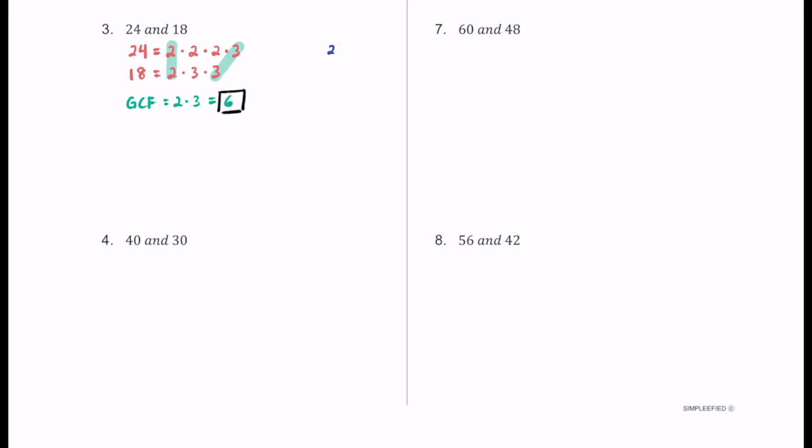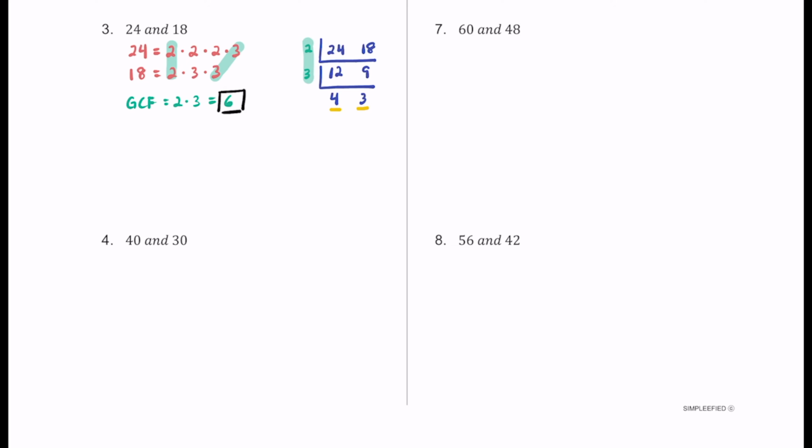Now, if you want to use the ladder method, let's double check this, 24 and 18. Maybe you can start with a 2 if you're not sure. 2 times 12 would be 24, 2 times 9 would be 18, and 12 and 9, I think they still have something in common. Let's go with a 3 here, right? So 3 times 4 would get you 12, and 3 times 3 would get you 9. And now at this point, this 4 and 3 are relatively prime. They have nothing in common besides 1.